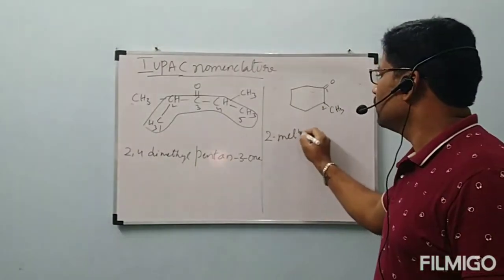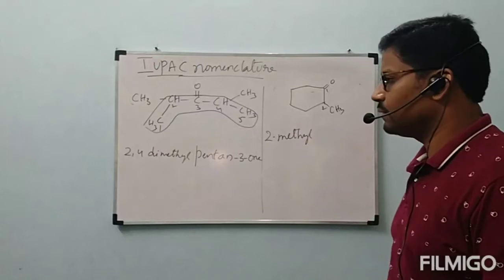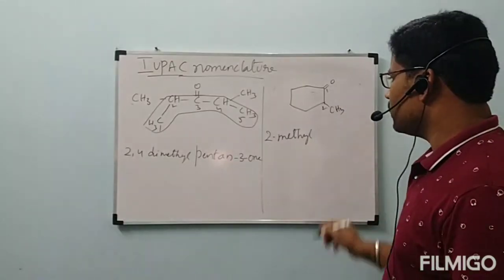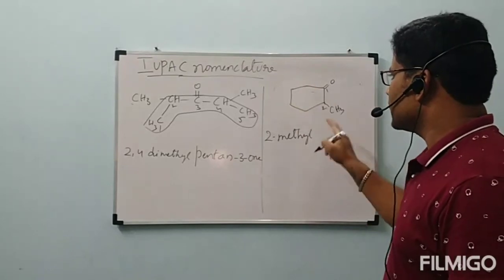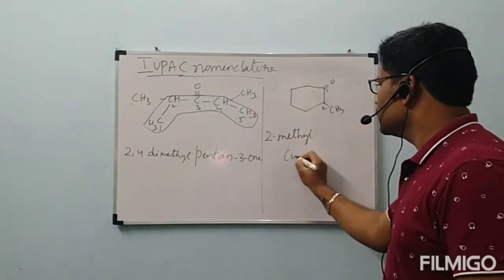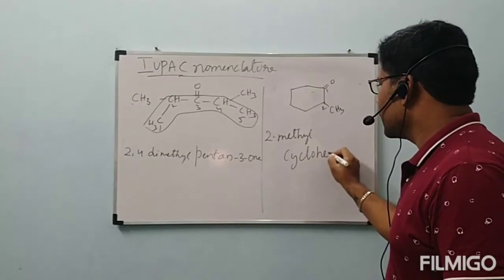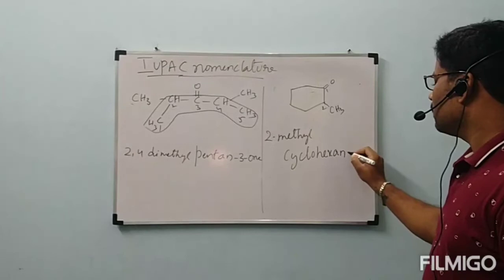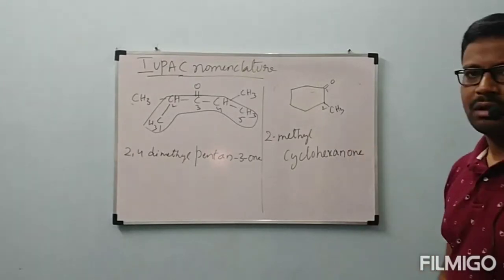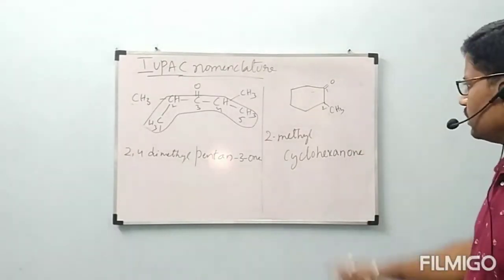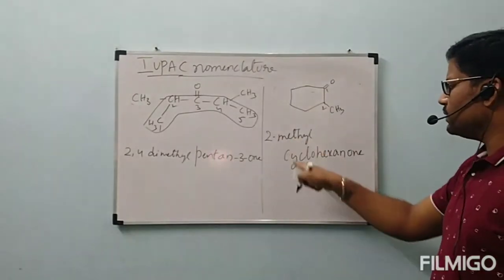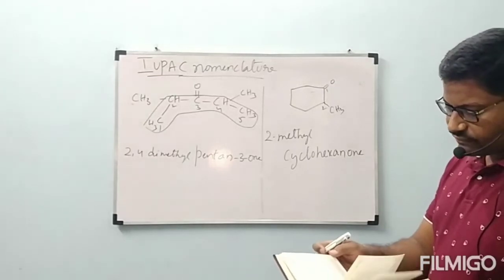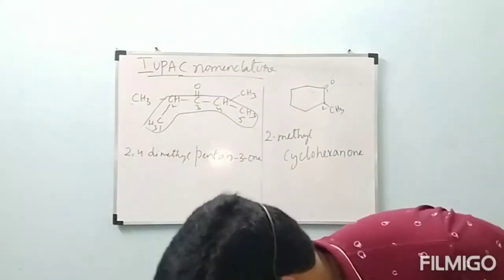2, methyl. On which carbon we have double bond O? That is cyclohexanone. On first carbon we have cyclohex, number of carbons hex, and one, because it is a ketone. So what is the name of this compound? 2-methylcyclohexanone. In this way we will write this name. After this, one more name, last one.